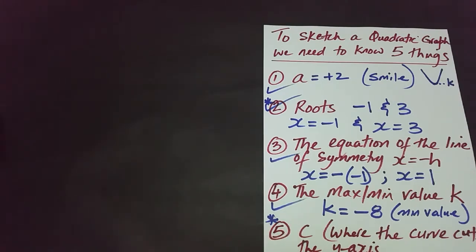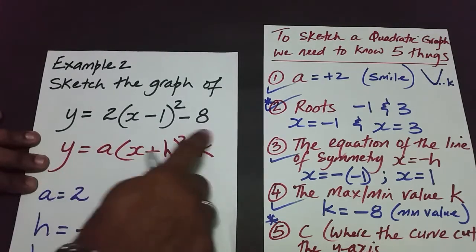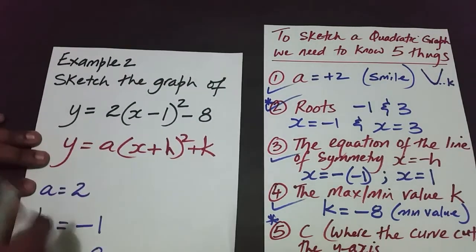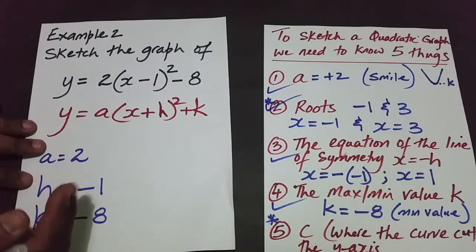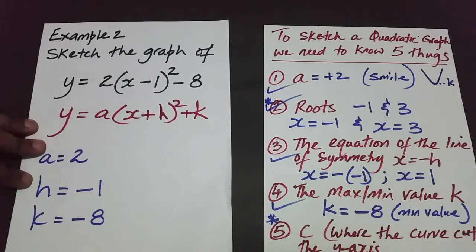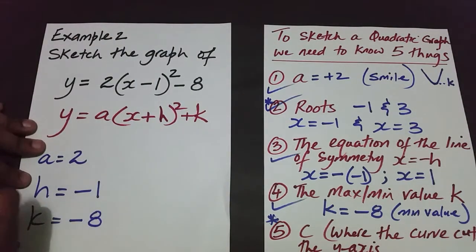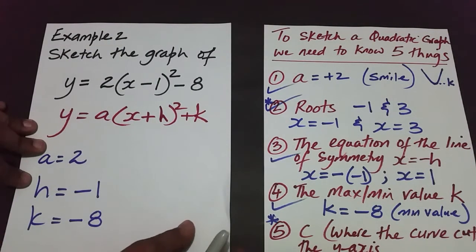Why? Because looking at the completed square form, there is no c in it. So we have to be able to calculate the value of c, and that is the last piece of the puzzle that we need to be able to sketch the quadratic graph. So when we come back, we'll look at how to determine the value of c from the completed square form.